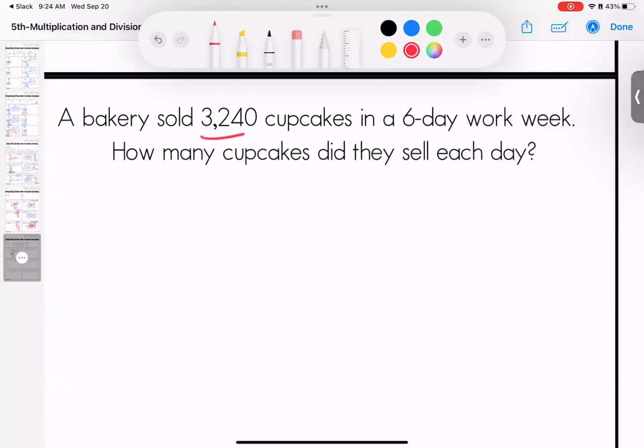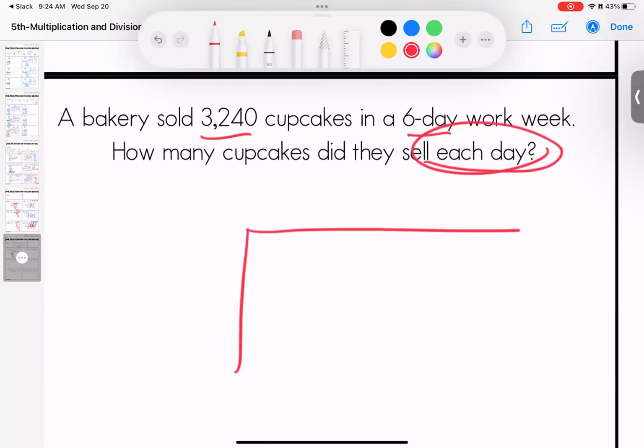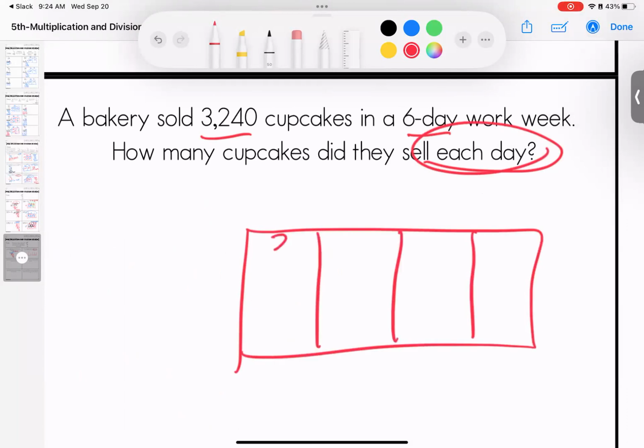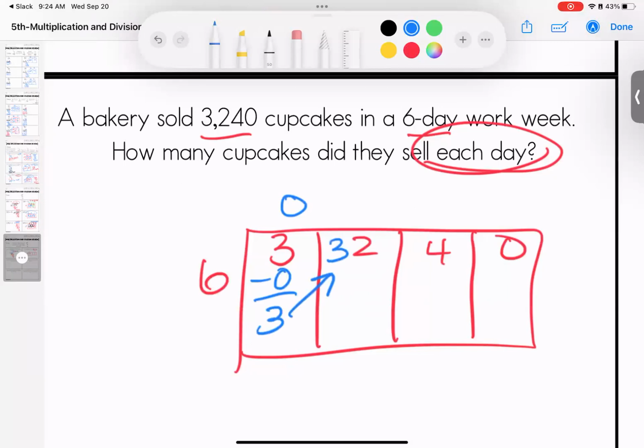A bakery sold 3,240 cupcakes in a 6-day work week. How many cupcakes did they sell each day? So we are dividing our 3,240 cupcakes into the 6 days we had to sell them. 6 cannot go into 3, but it can go into 32. 6 times 5 is 30.